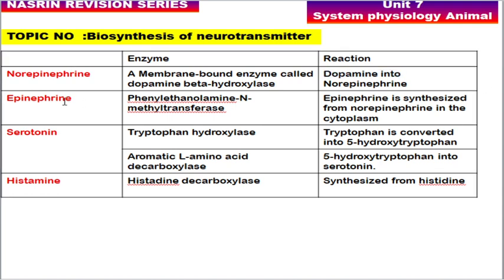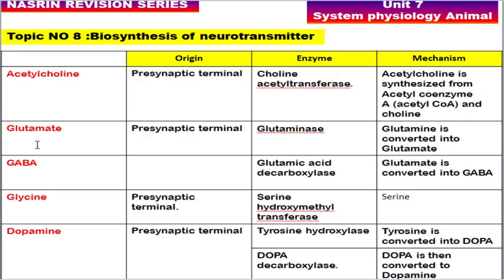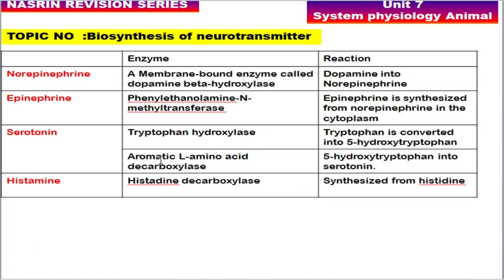Okay, next is epinephrine. The enzyme involved is phenylethanolamine N-methyltransferase. Epinephrine is synthesized from norepinephrine, and the synthesis generally occurs in the cytoplasm. Next is serotonin. Just like dopamine, for serotonin also two enzymes are involved. The first enzyme is tryptophan hydroxylase, so tryptophan will be converted into 5-hydroxytryptophan. The next enzyme is aromatic L-amino acid decarboxylase, so 5-hydroxytryptophan will be converted into serotonin.